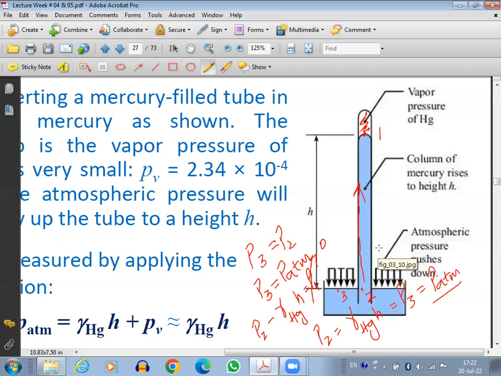Okay. You can also take it the other way around. Let's say I move from 1. Then it becomes P1 plus, now I'm moving down, so it should be plus gamma Hg times H. This will equal P2, which equals P3, which equals P atmosphere. This is the same thing.